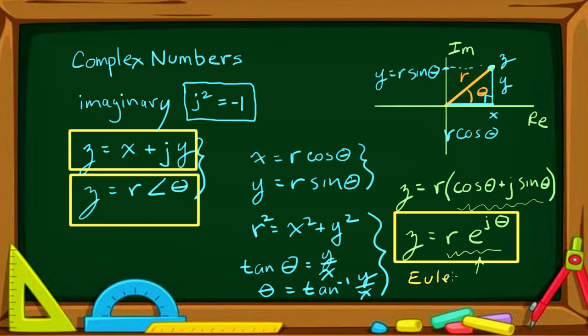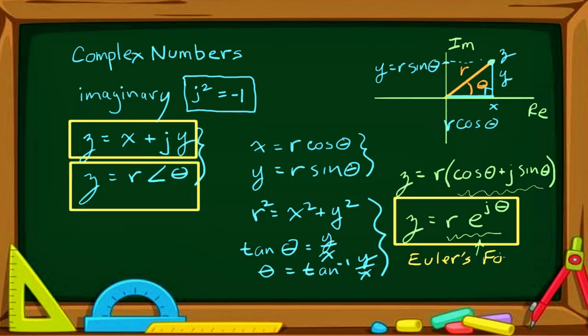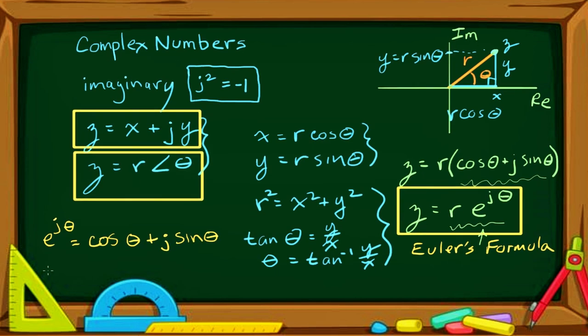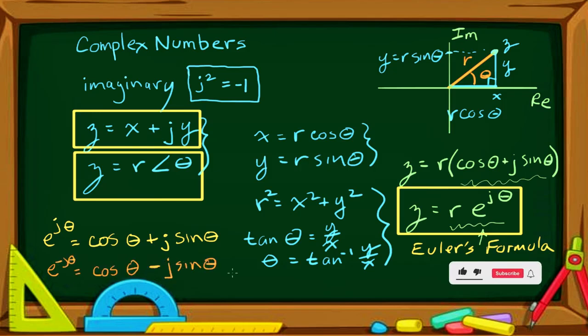And I'll go over here just as a reminder note. I'll write down Euler's formula. That's where that comes from. And let me write that down over here. Euler's formula is e to the j theta equals cosine theta plus j sine theta. And the other form has a negative exponent. e to the minus j theta equals cosine theta minus j sine theta. So that's Euler's formula.